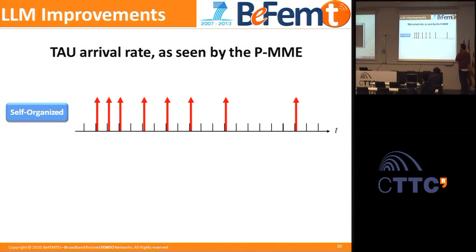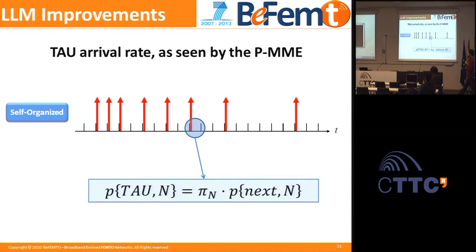Okay, so if we go back to that figure that we presented before, now we see that we have a slotted time axis. That's because we're dealing with a discrete time Markov chain, so the time needs to be discretized. And what we have now are these arrows here that represent tracking area updates. Thanks to this mobility model, what we can characterize now is the probability of having a tracking area update in each one of these time slots.